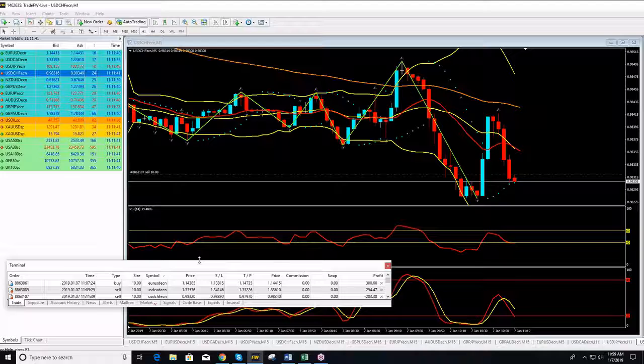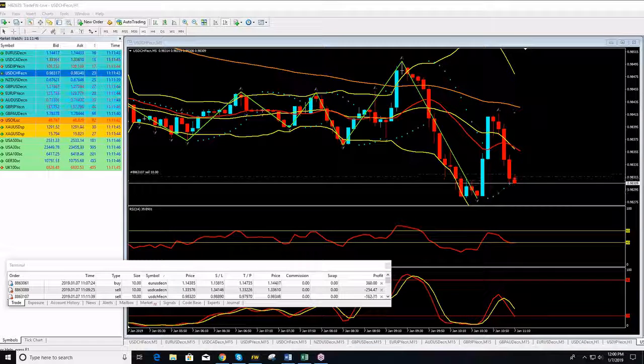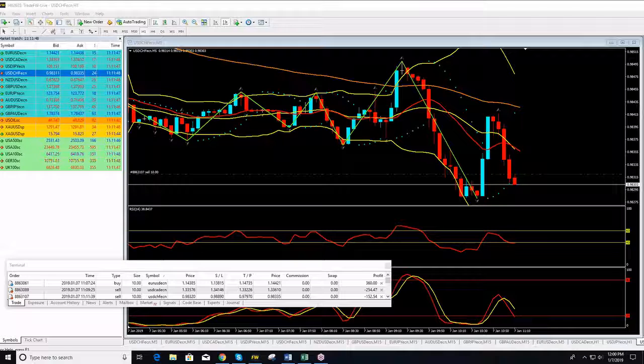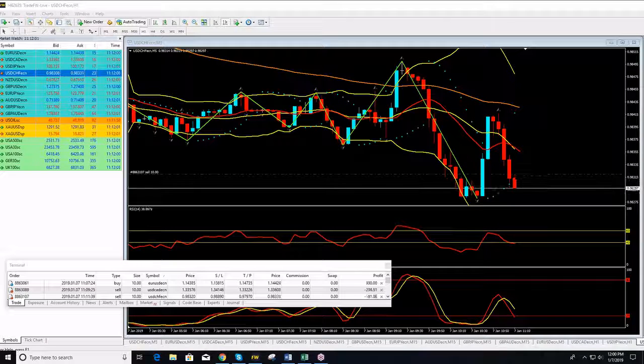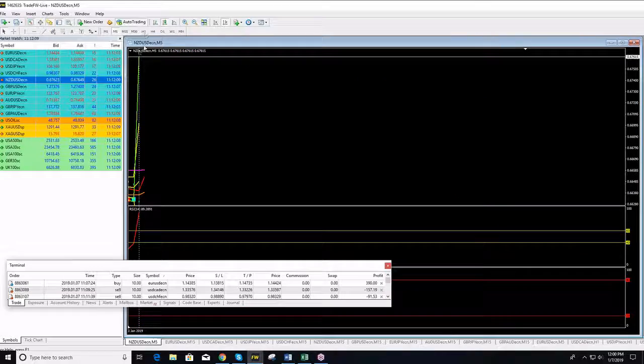All right. So third trade for the day. Short USD CHF at 0.9832. Stop loss 0.9889 and TP 0.9797. Okay, it's falling nicely. That's nice to see. Let's move on to the Kiwi.